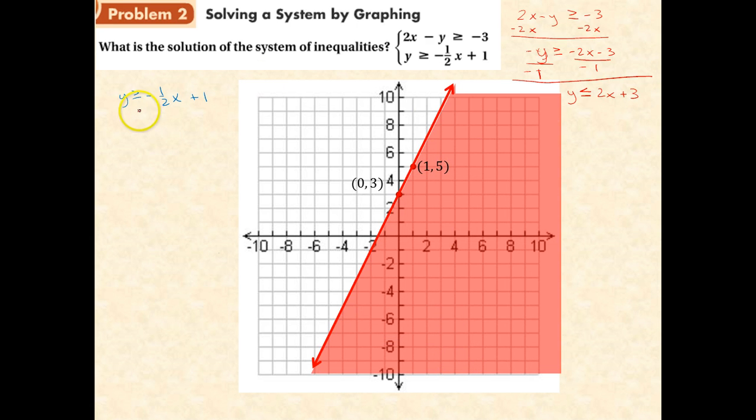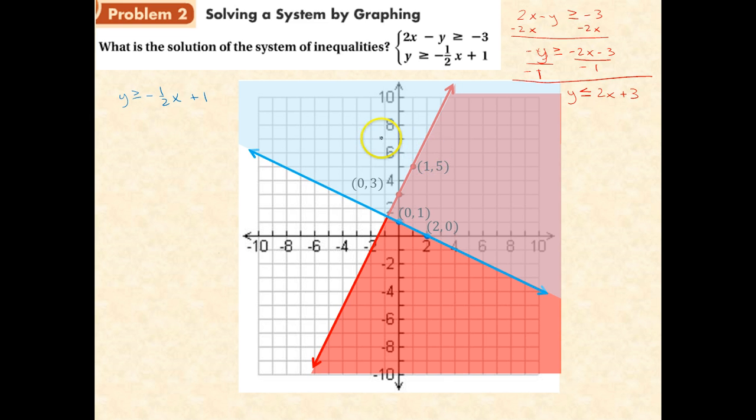Now let's graph the other one. My y-intercept is 0, 1. My slope is negative 1/2, so that's down 1, to the right 2. It is also a solid line because it's greater than or equal to. And then since y is greater than, we're going to shade above.